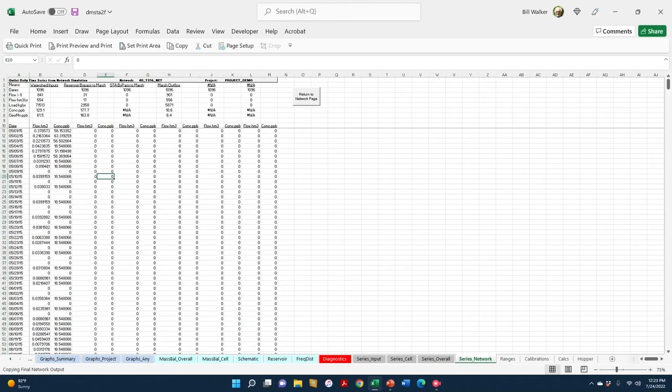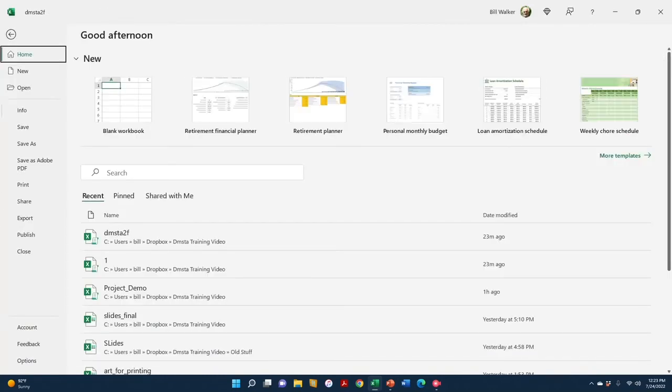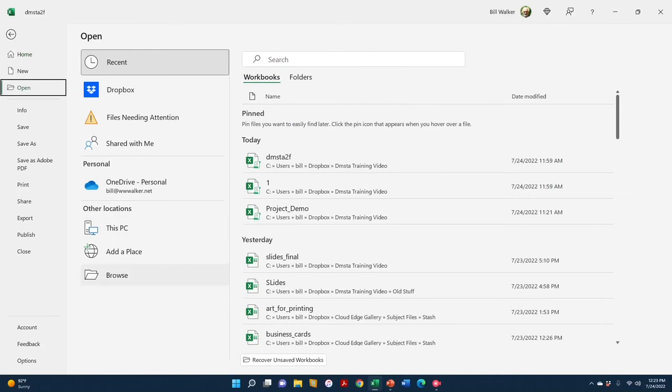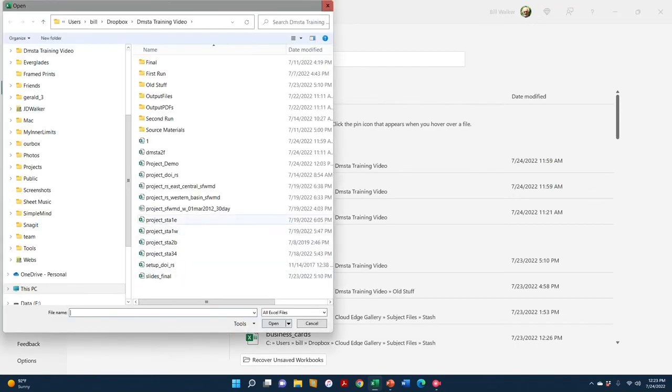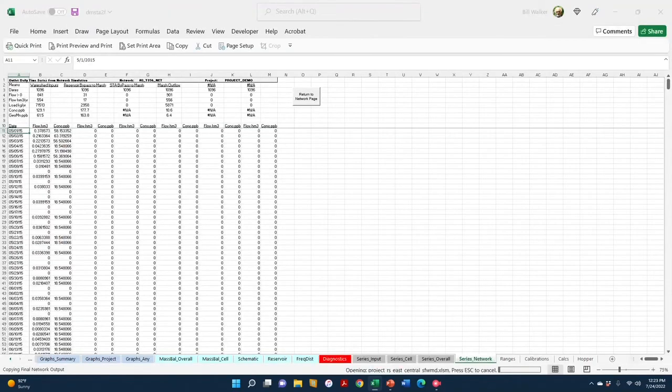Okay, so there's a sheet in here that has the actual network. Every time you run a network, this sheet at the end always generates a daily time series for each of the outlet streams that you specified. So I'm going to get out of DMSTA. I want to show you some of the regional applications here.